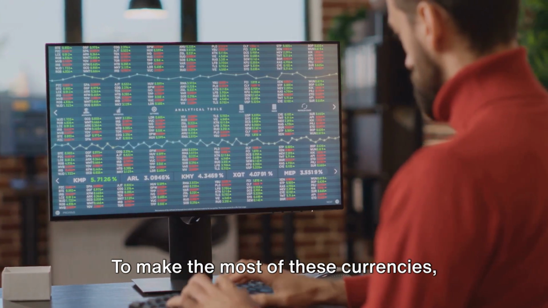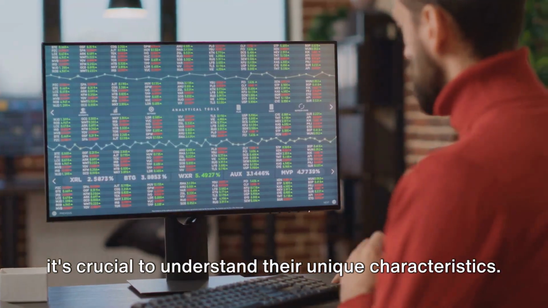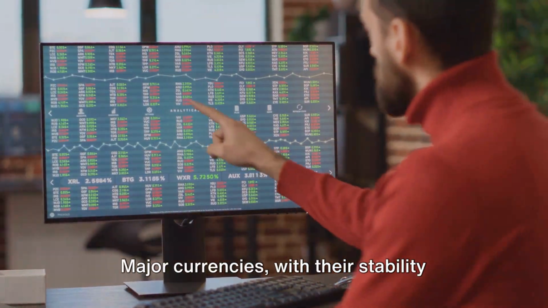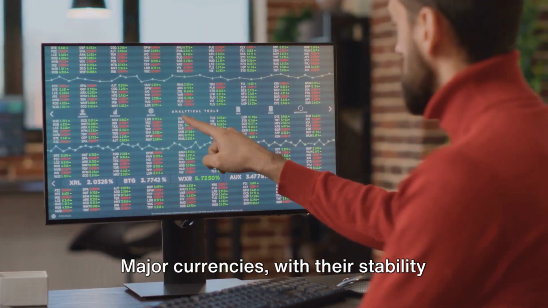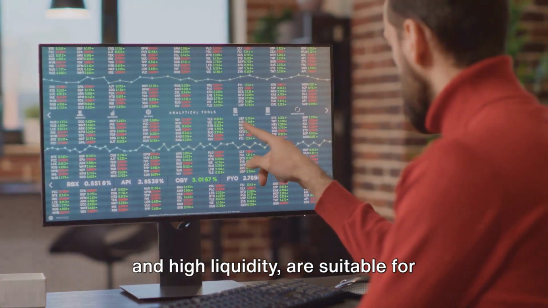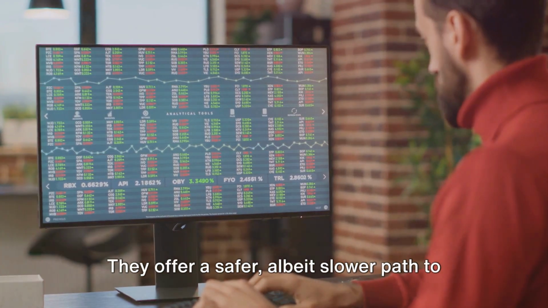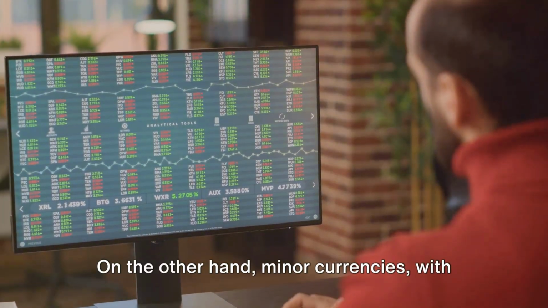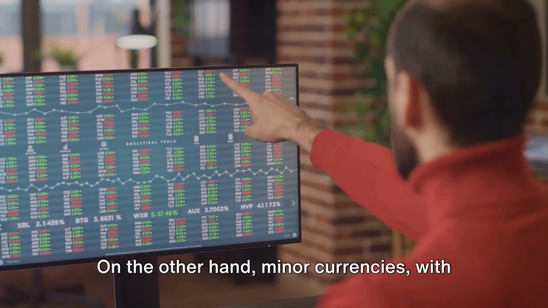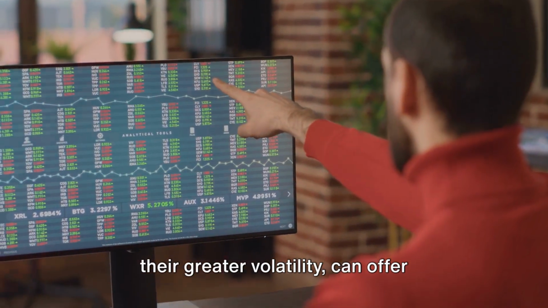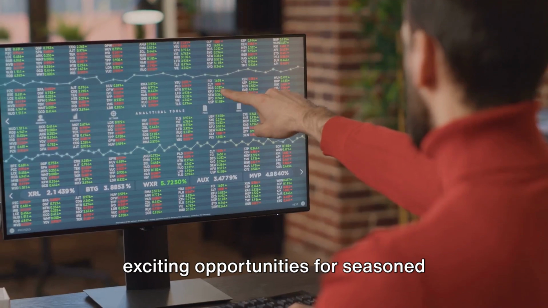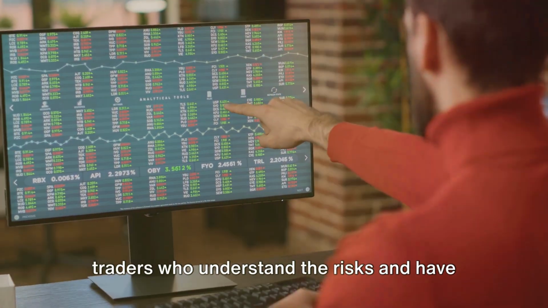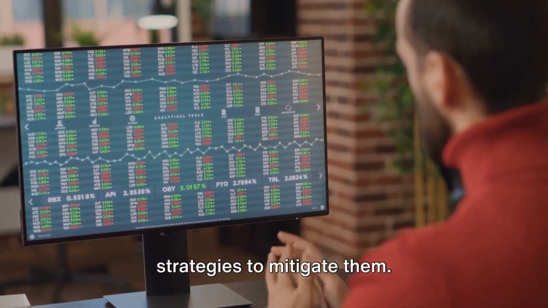To make the most of these currencies, it's crucial to understand their unique characteristics. Major currencies, with their stability and high liquidity, are suitable for beginners and conservative traders. They offer a safer, albeit slower path to potential profits. On the other hand, minor currencies, with their greater volatility, can offer exciting opportunities for seasoned traders who understand the risks and have strategies to mitigate them.